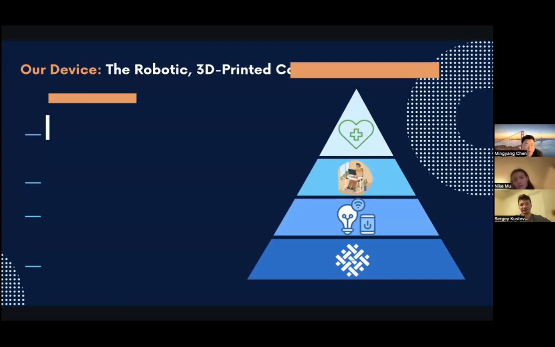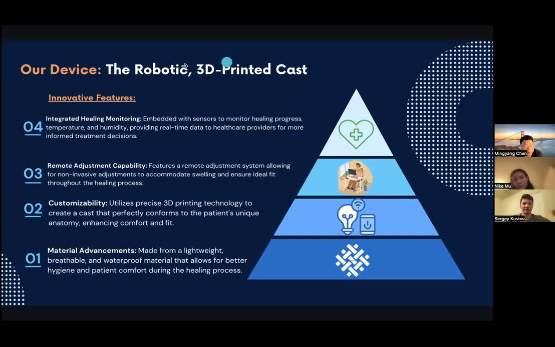And then from there, what we're trying to showcase to you today is the fact that we have a device. It is a robotic 3D printed cast. Essentially, what's innovative and different about it, we have 4 different things that our group concentrated on. Number 1, we have innovative material. We have advancements in the material. It's made from lightweight, breathable, waterproof material that allows for better hygiene and patient comfort during the healing process. Very important to patients, and it encompasses the majority of patients, whether it be a fracture of the wrist, arm, leg, anywhere around the body.